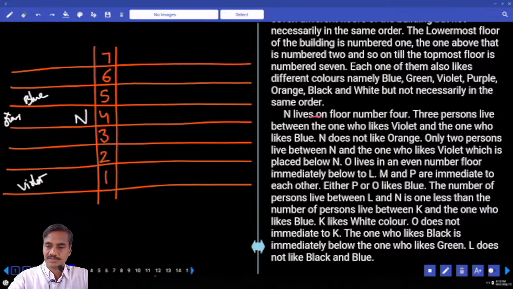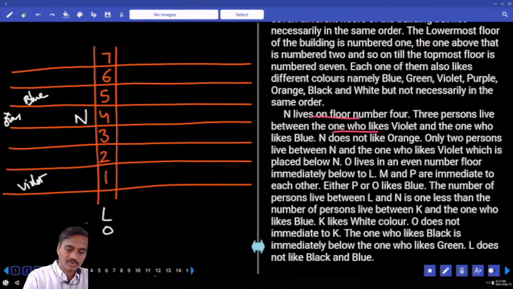Next, three persons between violet and blue. N does not like orange. Only two persons between N and violet, which is below N. O lives on an even number floor immediately below L. Now L and O is even. If O is even, hence O can be second floor or sixth floor, two possibilities. And O lives on an even number floor below N.